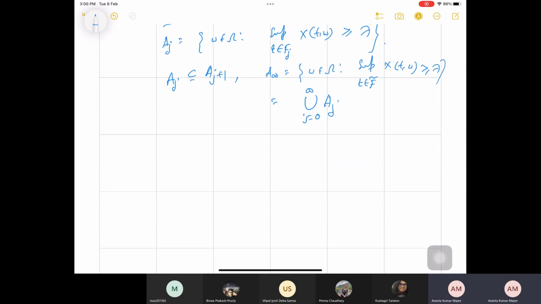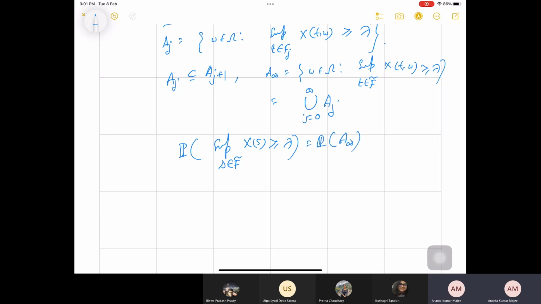Hence the A_j are increasing, and we know the continuity property of a probability measure. So I can write that the probability of the supremum over s belonging to F tilde of X_s greater than or equal to lambda is nothing but A_infinity. These A_j are increasing, and A_infinity is the limit of that set.